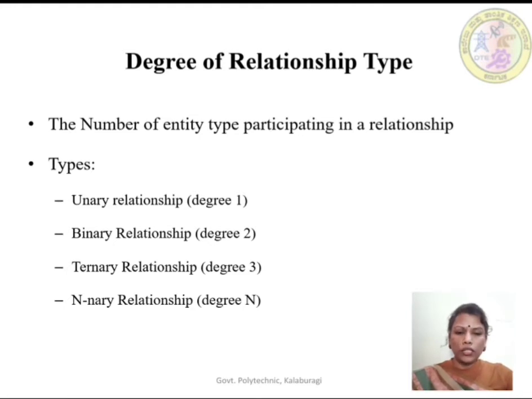In unary relationship, only one entity type is participating. That we call degree 1. In binary relationship, 2 entity types are going to participate in a relationship type. That we can call degree 2. In ternary relationship, 3 entity types are going to participate in a relationship type. That is degree 3. If n number of entity types are going to participate in a relationship type, then that is called n-ary relationship type. Let's see one by one with an example.